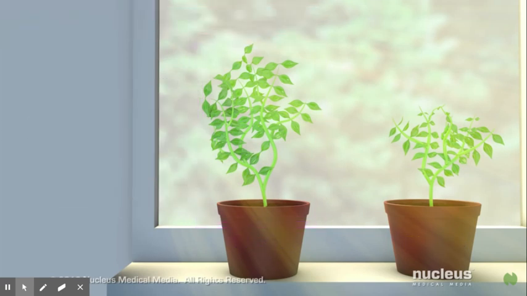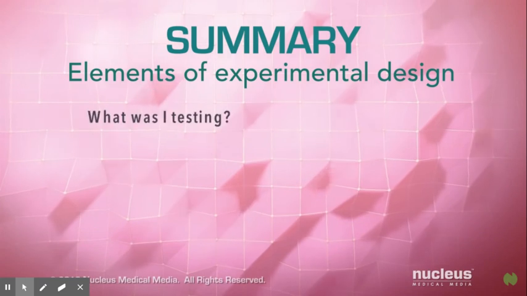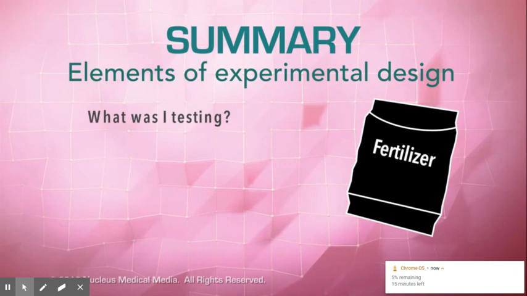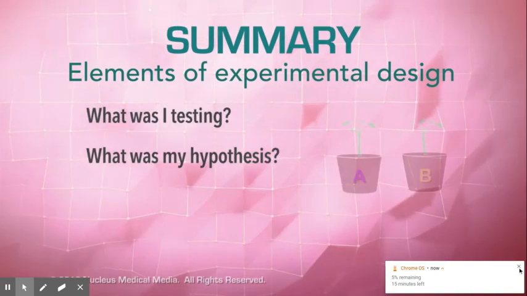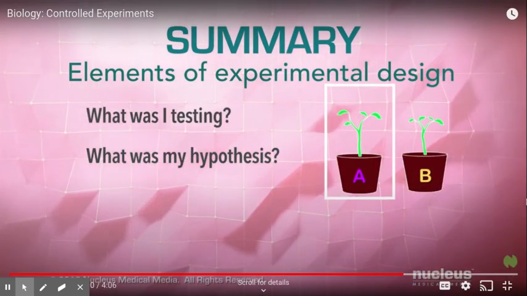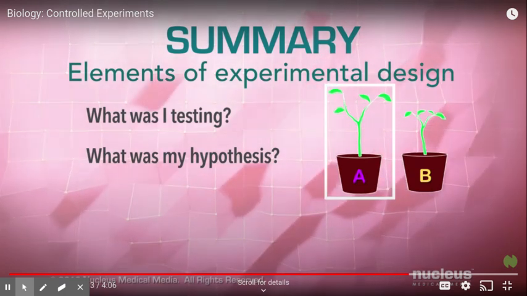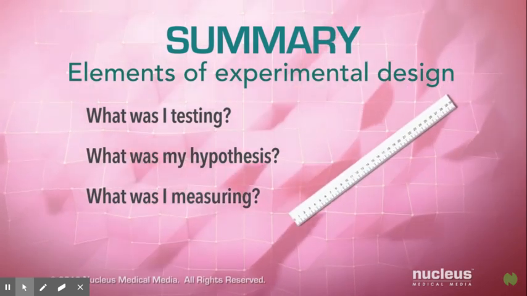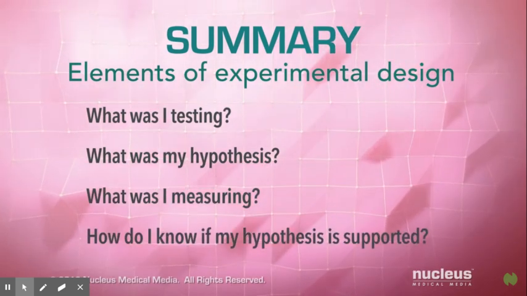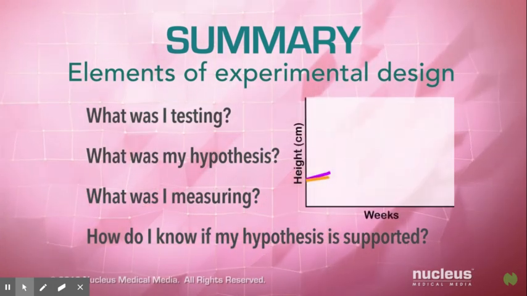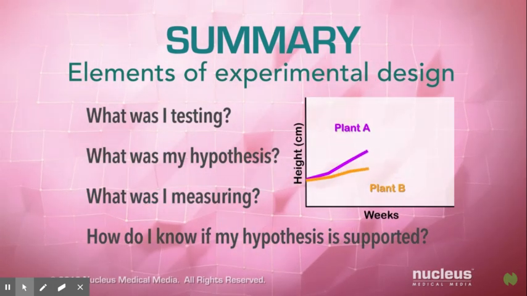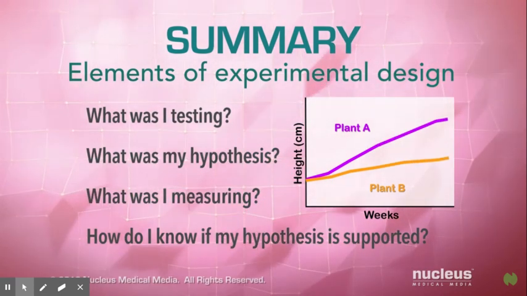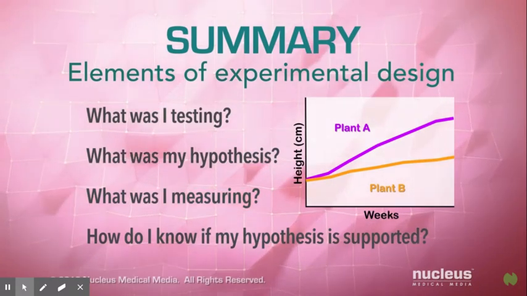So let's recap the elements of experimental design. What were you testing? You were testing to see whether or not fertilizer promotes plant growth. What was your hypothesis? The hypothesis was that the plant that got fertilizer would get bigger than the plant that didn't get fertilizer. What were you measuring? You measured the growth of both plants. How do you know if the results of the experiment support your hypothesis? Well, if your hypothesis is true, you would have seen that the plant that got the fertilizer actually did get bigger than the plant that didn't get any fertilizer.